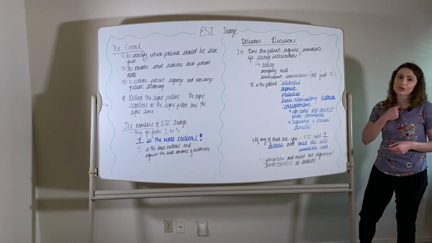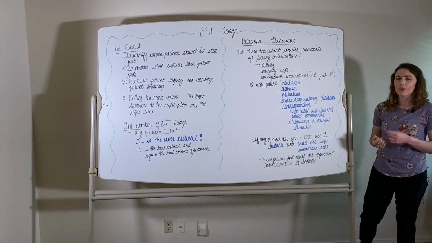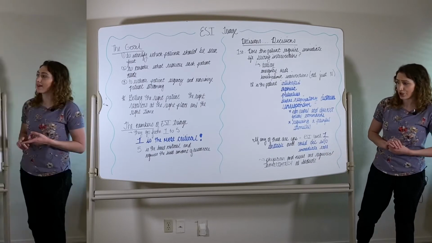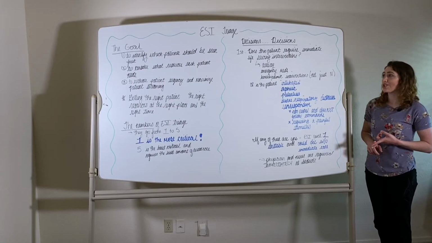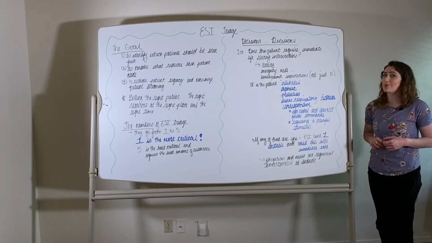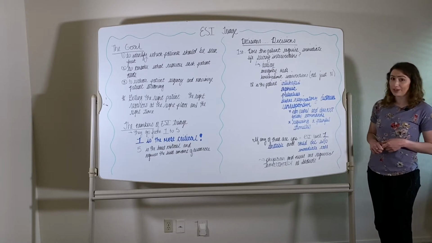So does the patient require a sternal rub? Do they require a trapezius squeeze? Do they require excessive nail bed pressure? If the answers to any of these questions are yes, then the patient should be triaged as an ESI Level 1. So what does an ESI Level 1 actually mean?